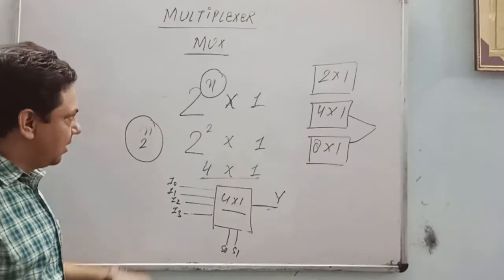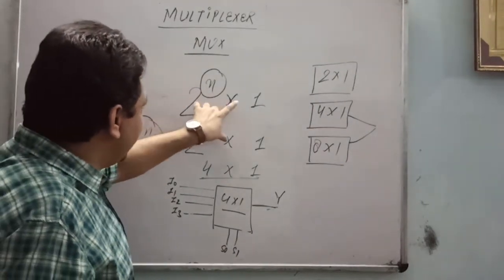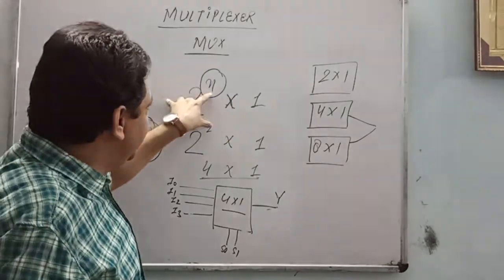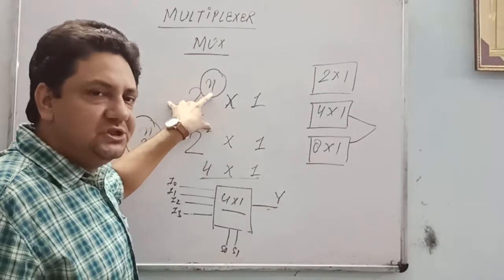Again I am revising this formula for you all. 2 to the power n into 1 is the general formula of constructing the multiplexers. So n here, the simple meaning of n is selection lines.